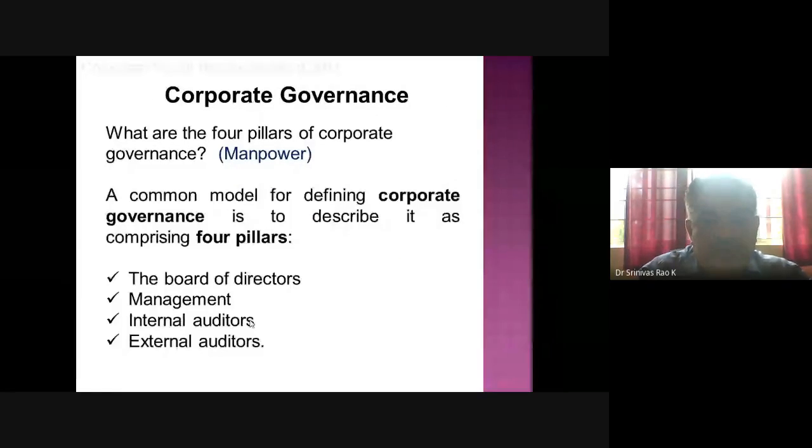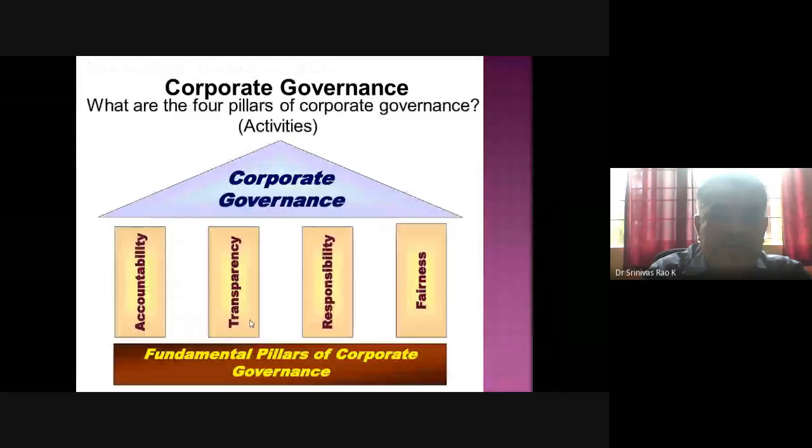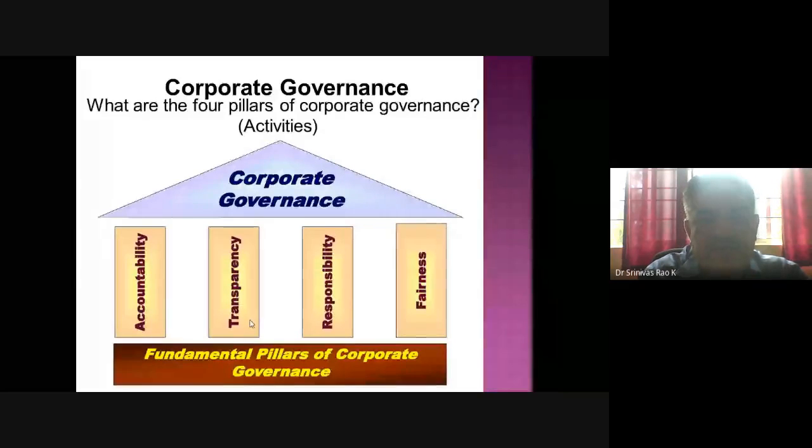So if the question comes in your exam, explain corporate governance and what are the 4 pillars of corporate governance, please write both: in terms of manpower, and also in terms of activities carried out by the company. Explain a little bit on each attribute. You will get good marks in corporate governance.